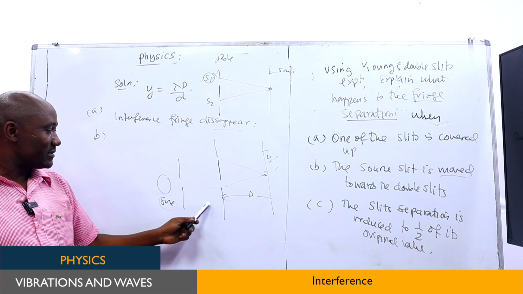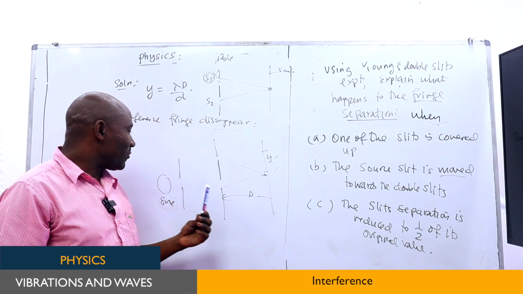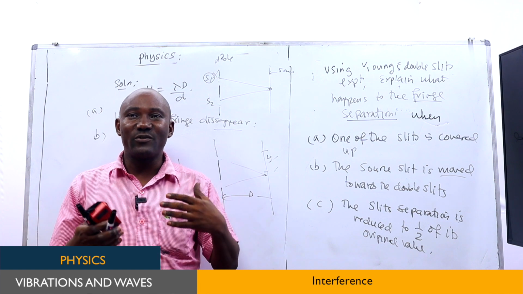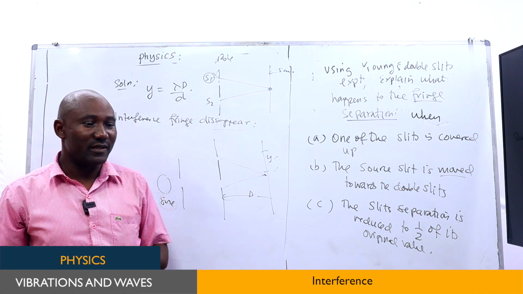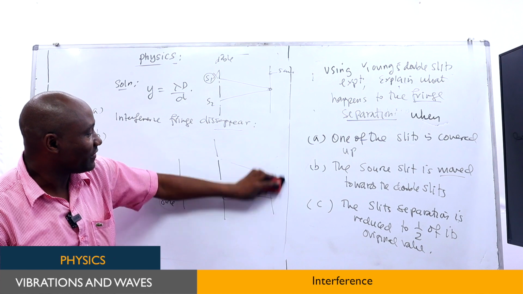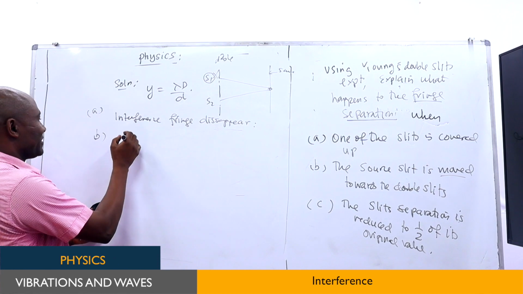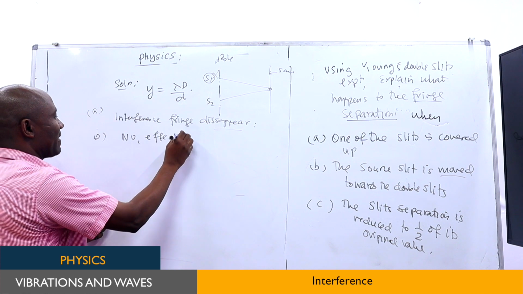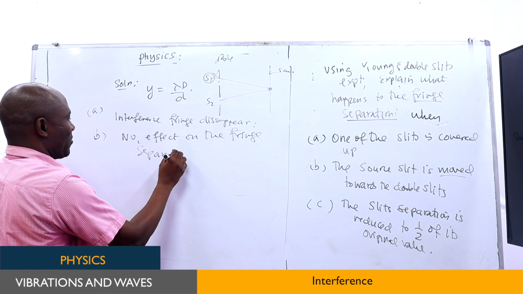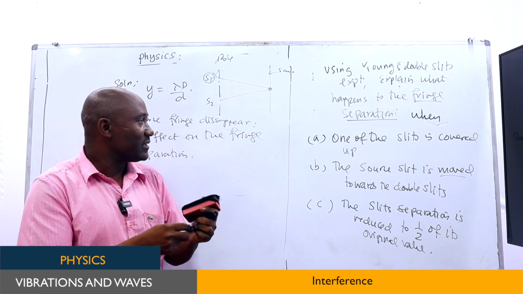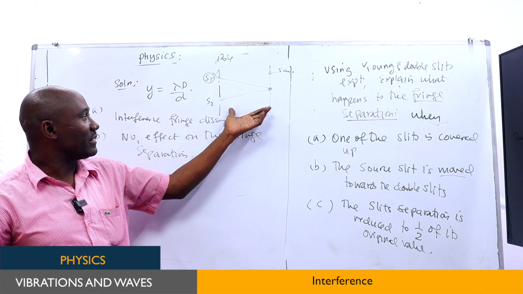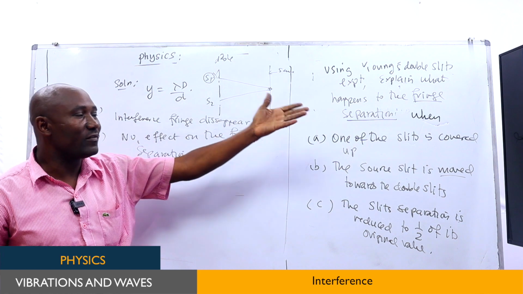But what do we observe here? In a normal way, this can be observed in your experience. When you are very far from the source, someone won't be able to see you clearly. But when you get close to the source, the brightness of the image will be increased. So the answer is no effect. There is no effect on the fringe separation. Why? Because the formula does not involve the distance from the source slit. The formula is talking about the distance from the double slit to the screen, the distance between the slits, and the wavelength.